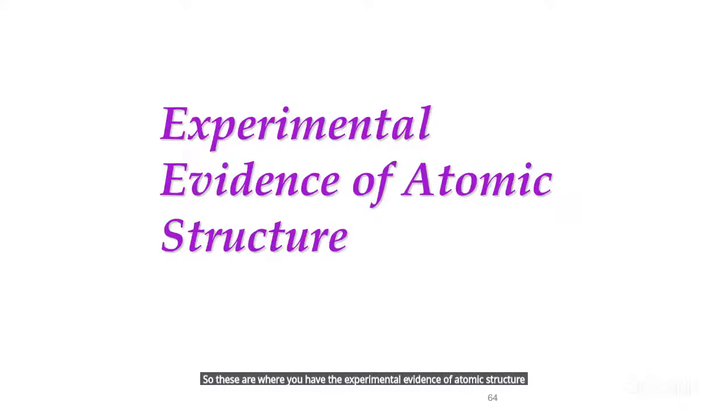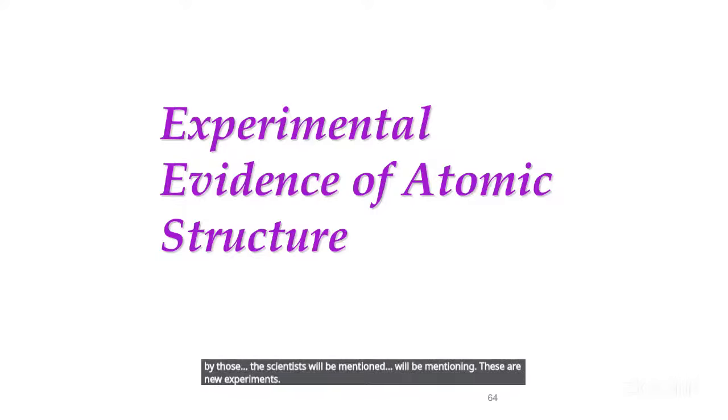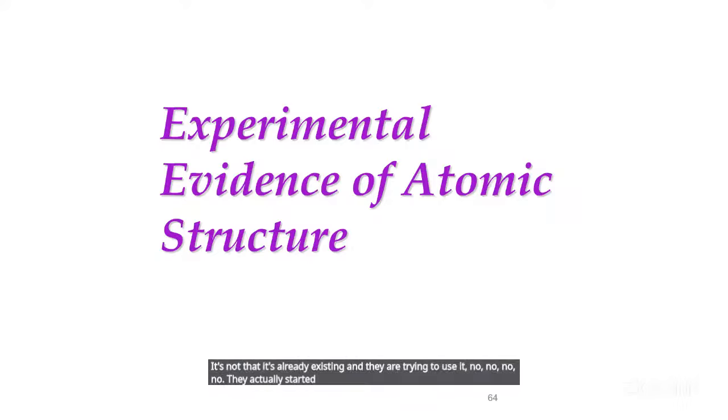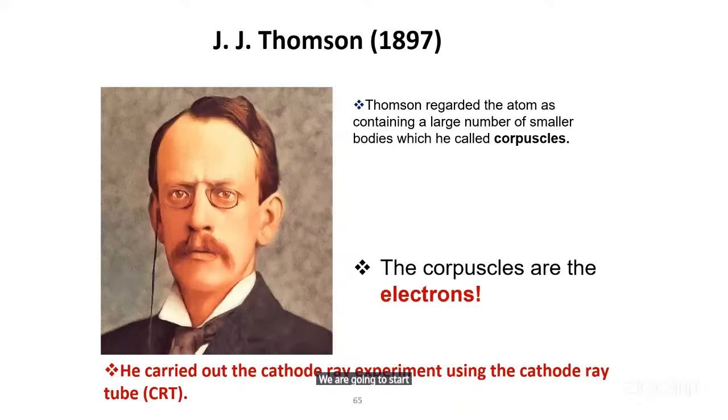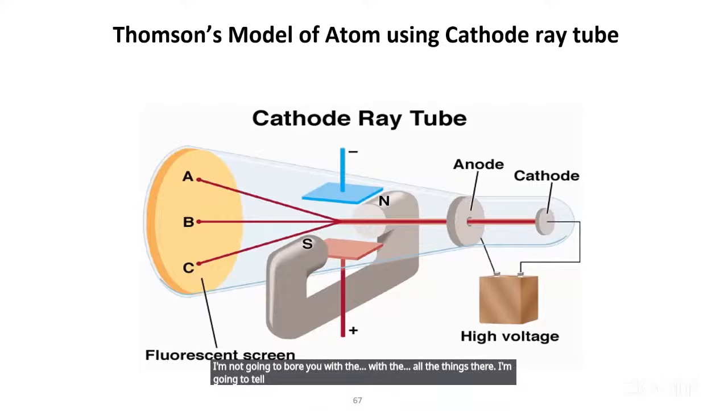So all the things we'll be talking about now are actual experiments carried out by the scientists we'll be mentioning. These are new experiments. It's not that they were already existing and the scientists were trying to use them. No. They actually started these experiments from scratch. We are going to start first with J.J. Thomson. Like I said, I'm not going to bore you with all the details. I'm going to tell you the story, and I know that you're going to understand the story.